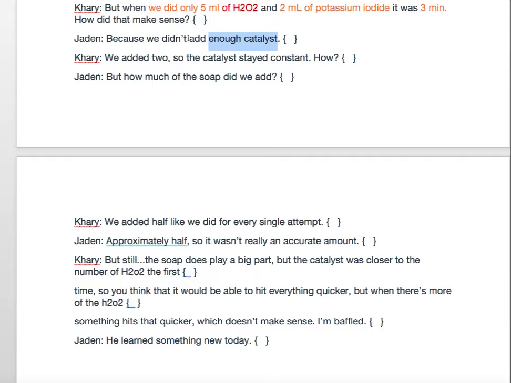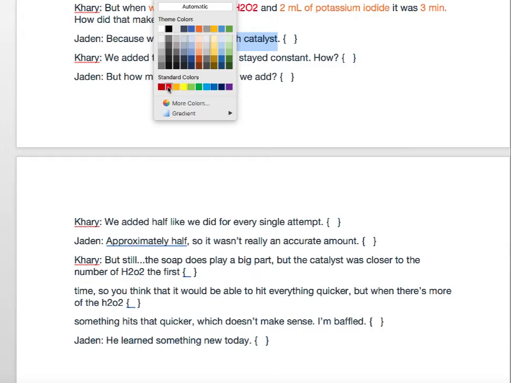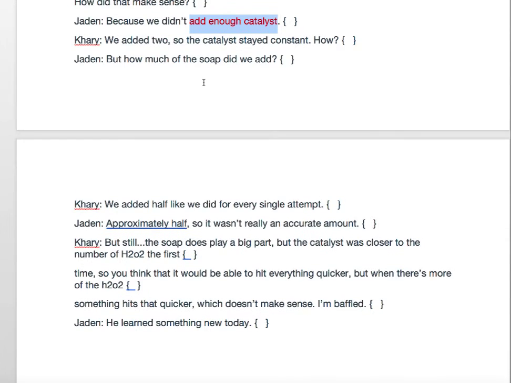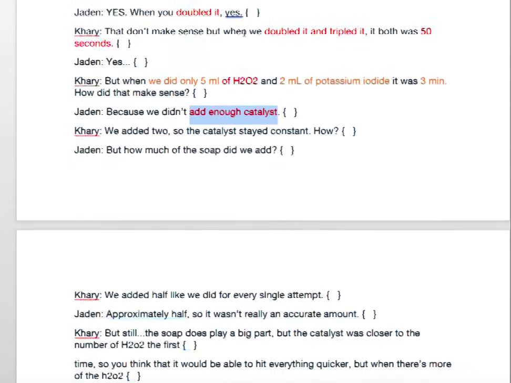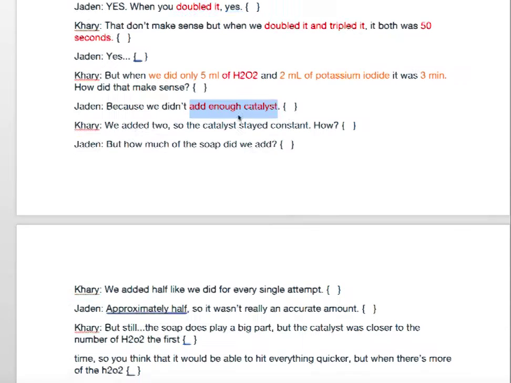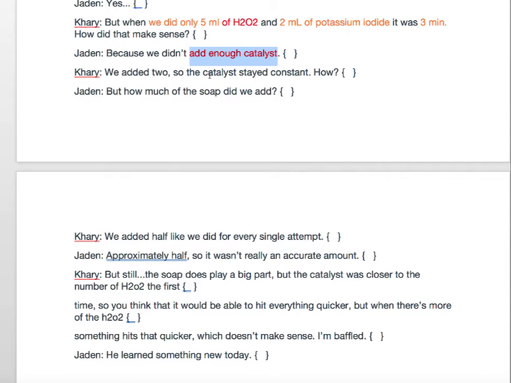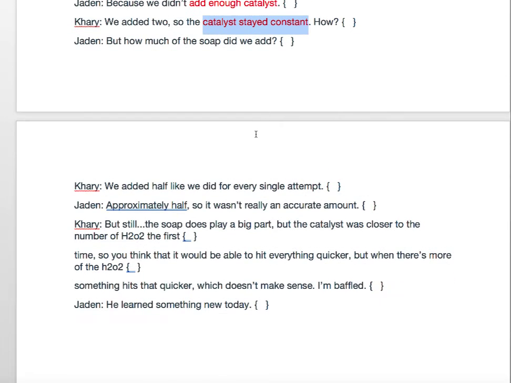Add enough catalyst, all right? I mean, I think that's the kind of thing we would say anyway. So what you see is, not only do I have nouns, but I also have these little verb expressions, like a verb plus a direct object combination. The catalyst stayed constant. That's a nice academic sounding phrase. Okay.